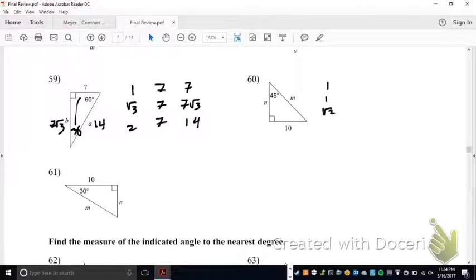60 is a 45-45-90 triangle, so the sides are 1-1 radical 2. We see that here, the 10 is opposite a 45-degree angle, so our scale factor is 10. That's going to give us 10 and 10 radical 2 as our missing variables.